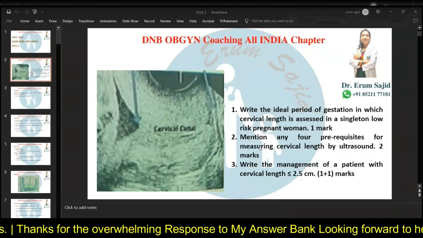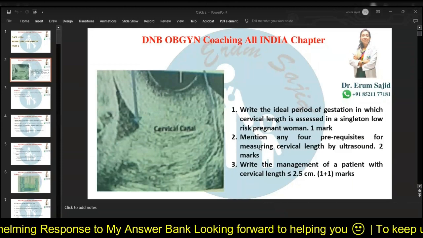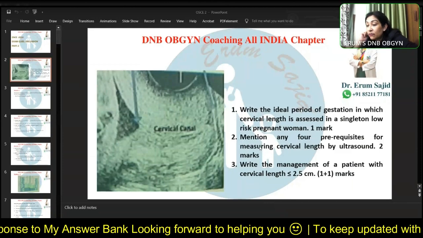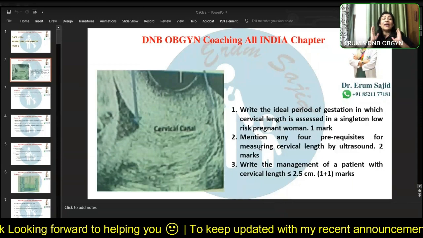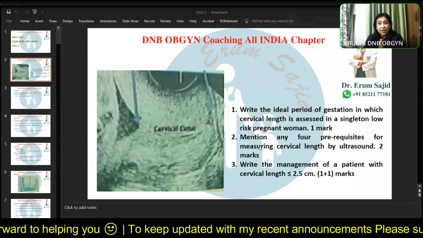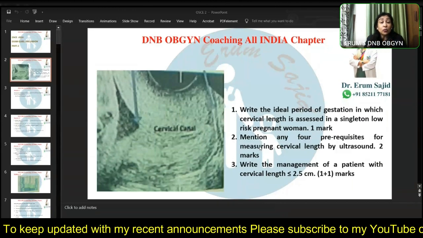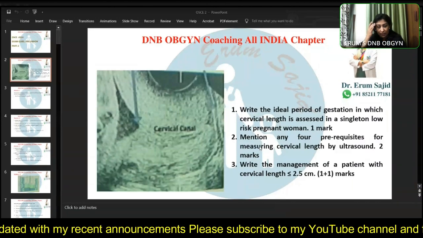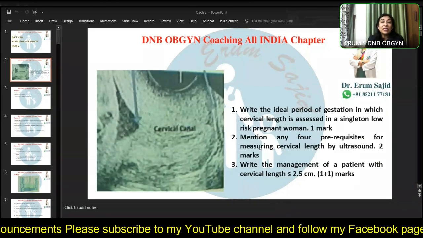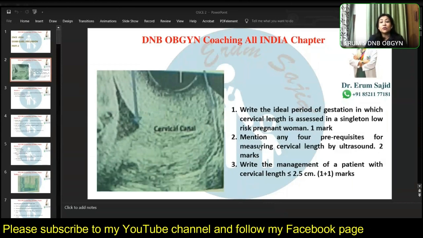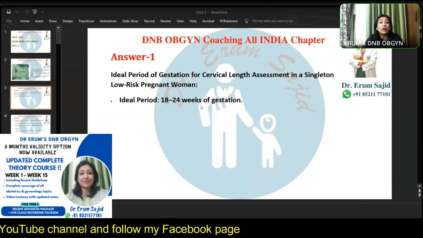So let's discuss this. Write the ideal period of gestation in which cervical length is assessed in a singleton low-risk pregnant woman. Most of you have written down 16 and 24 weeks, 14 to 16 weeks, isn't it? But ideally, cervical length is seen at the time of the level 2 anomaly scan, most of the time. Of course you can't do anything at that time if the length is less, but yes, the ideal time is to see at that particular point. So the ideal period of gestation in which cervical length is seen is between 18 to 24 weeks.